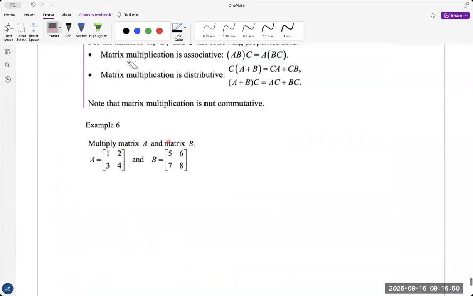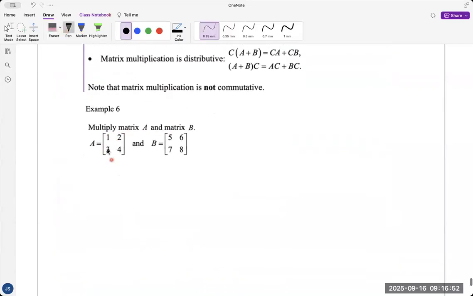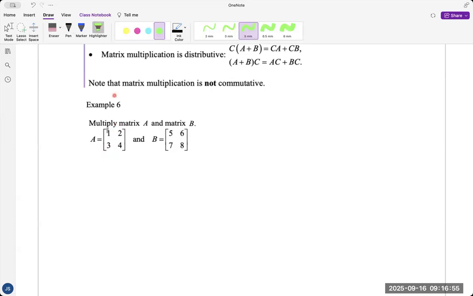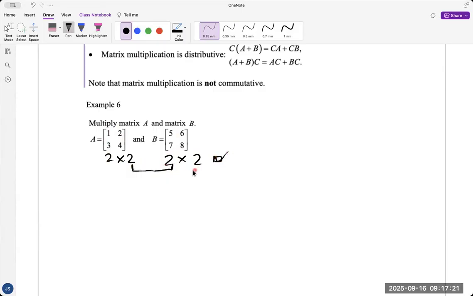Multiply matrix A and matrix B. Matrix A has 2 rows and 2 columns. So this is a 2 by 2 matrix. The same thing as B. The most important thing is that the number of columns of A is the same as the rows of B. So we have a green light there that we can go ahead and do that multiplication.